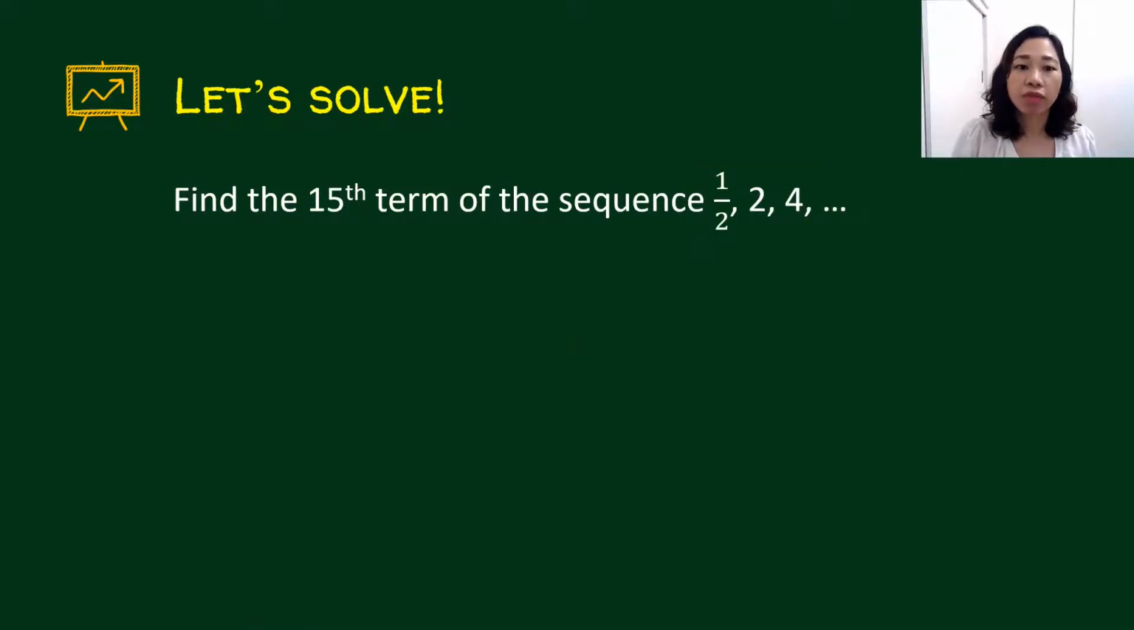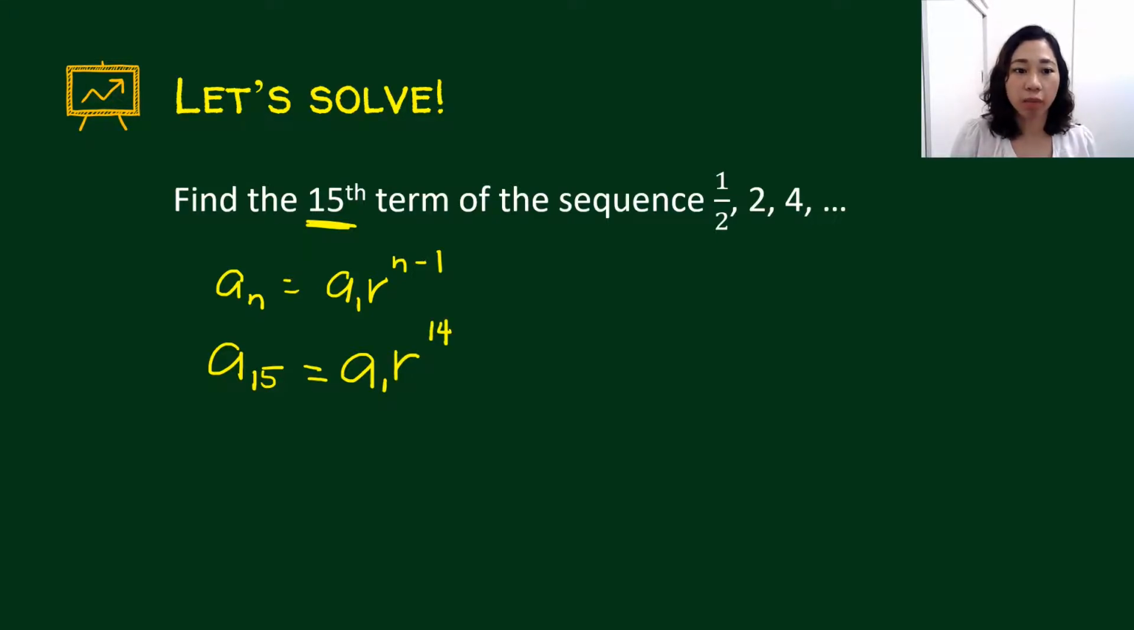Next, we want to find the 15th term of this sequence. So again, let me write down our formula. a sub n is a1 times r raised to n minus 1. But since in this case we are looking for the 15th term, our n is equal to 15. So a sub 15 is equal to a1 r raised to 14, correct? Because our subscript here is 15, subtract 1 from that. What is our a sub 1 here? Our first term is 1/2. What is your r?